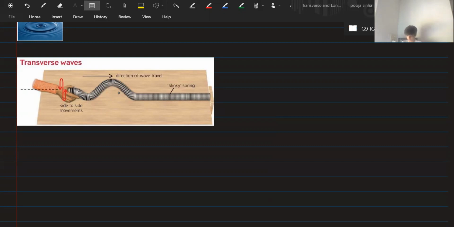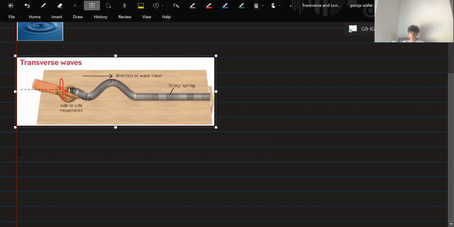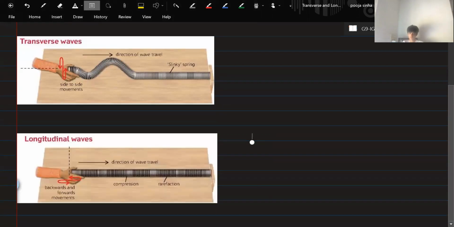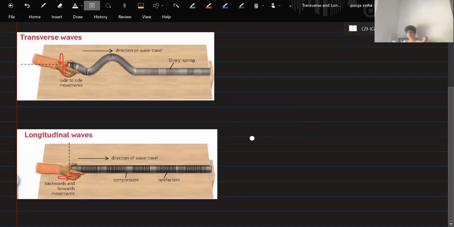In this picture, the motion is a little different. Still there is energy which is moving. But in this, if you see, can you see the movement? Can you see the movement here? Yeah. What movement is happening here? You push forward and backward. This is also to and fro, forward and backward.